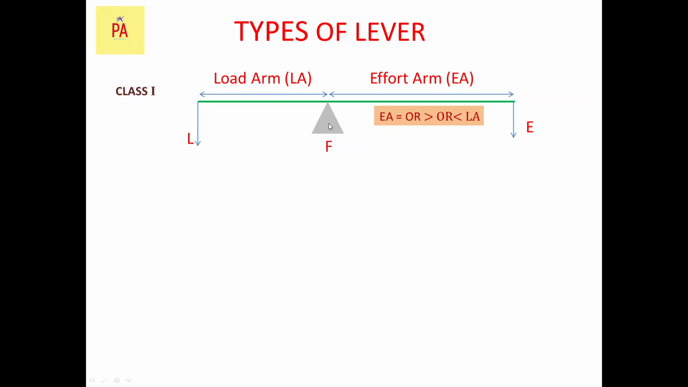It's very simple. If I shift this fulcrum to the middle, then effort arm will be equal to load arm. If I shift this fulcrum towards the load, then effort arm will be more, that means load arm becomes less. If I shift this fulcrum towards the effort, the effort arm will get reduced and load arm will be more. So there are three possibilities over here: effort arm equal to, greater than, or less than the load arm. So these are the three possibilities for class 1 lever. All the possibilities are valid.